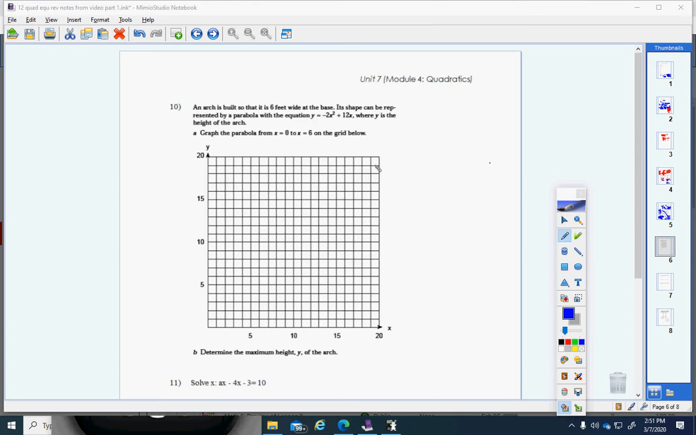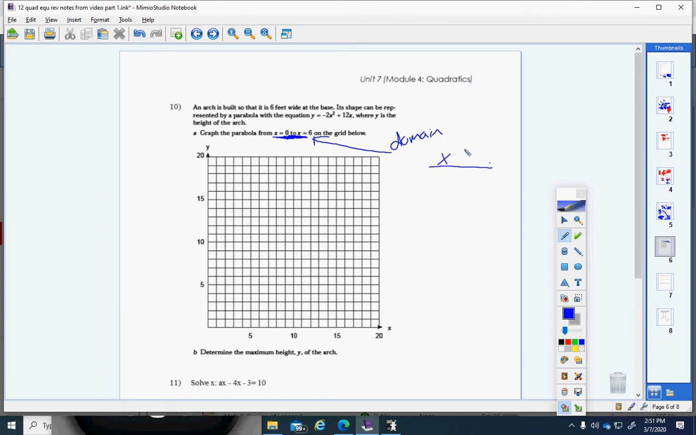An arch is built so that it is 6 feet wide at the base. Its shape can be represented by a parabola with the equation, where y is the height of the arch. Graph the parabola from 0 to 6 on the grid below. So it's specifically telling me from where to graph it. So really it's telling me the domain over which to graph it. So they don't want me to put arrows.